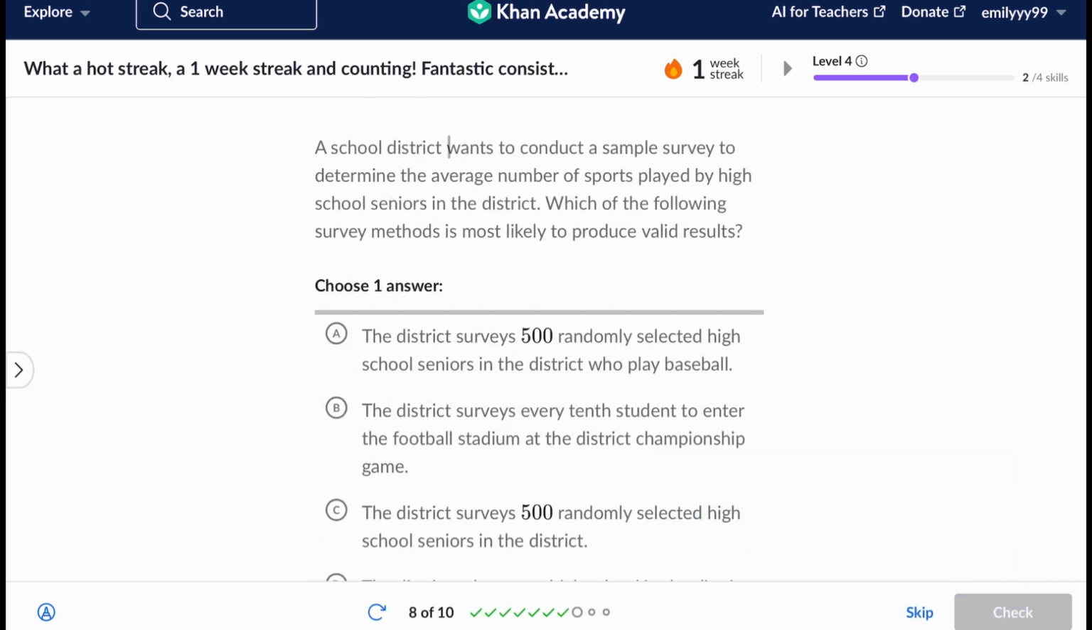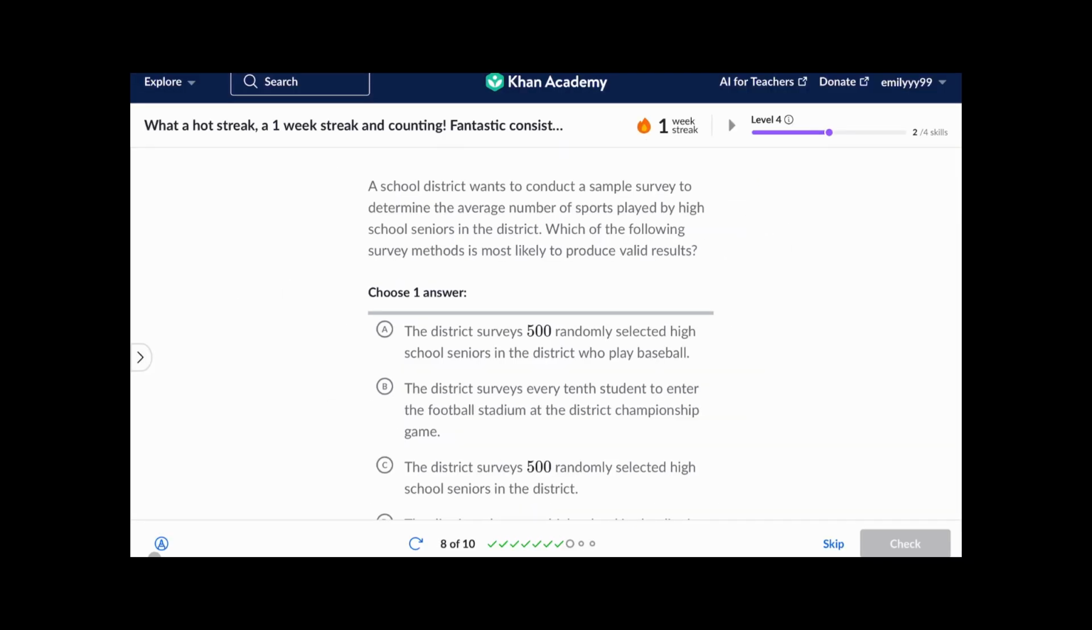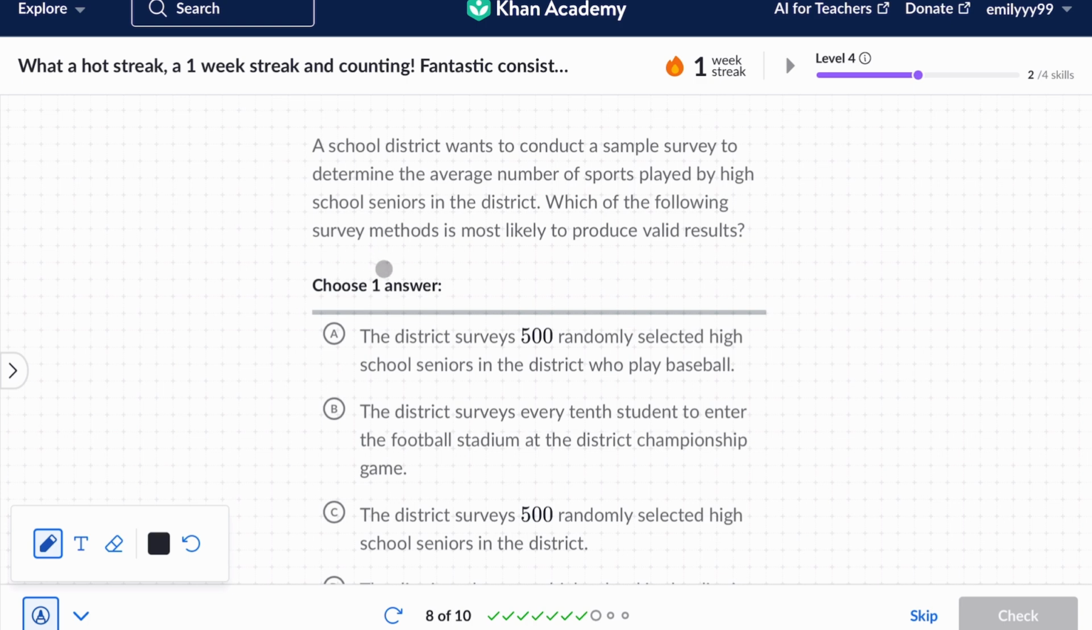A school district wants to conduct a sample survey to determine the average number of sports played by high school seniors in a district. Which of the following survey methods is most likely to produce valid results? So they want to determine the average number of sports played by high school seniors in a district. Let's read the answer choices.